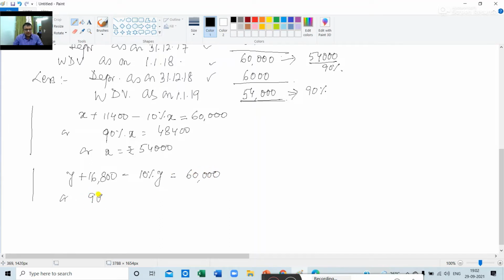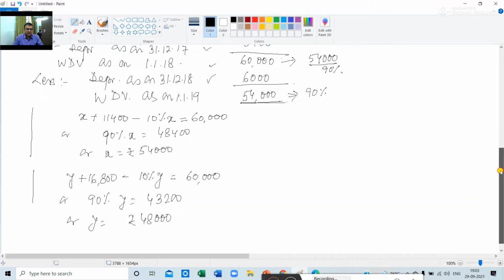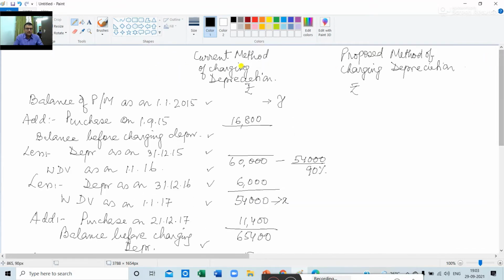So 90% of Y is equal to 43,200, or Y is equal to rupees 48,000. So 48,000 was the balance as on 1st January 2015. So there was an addition of 16,800. So this figure is 64,800, and 10% depreciation on the opening balance, that is 4,800. So if you charge 4,800, you will get the balance as on 1st January 2016.